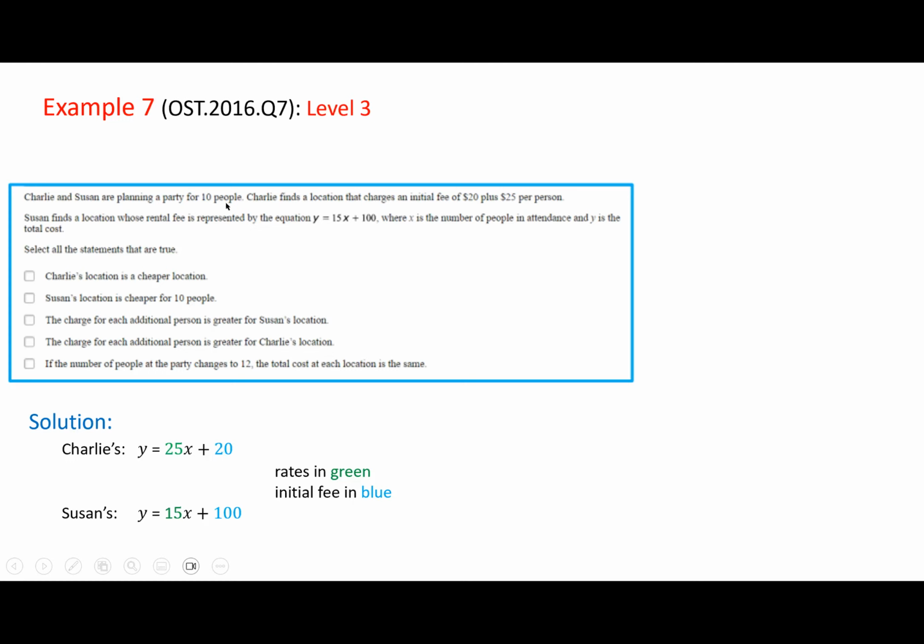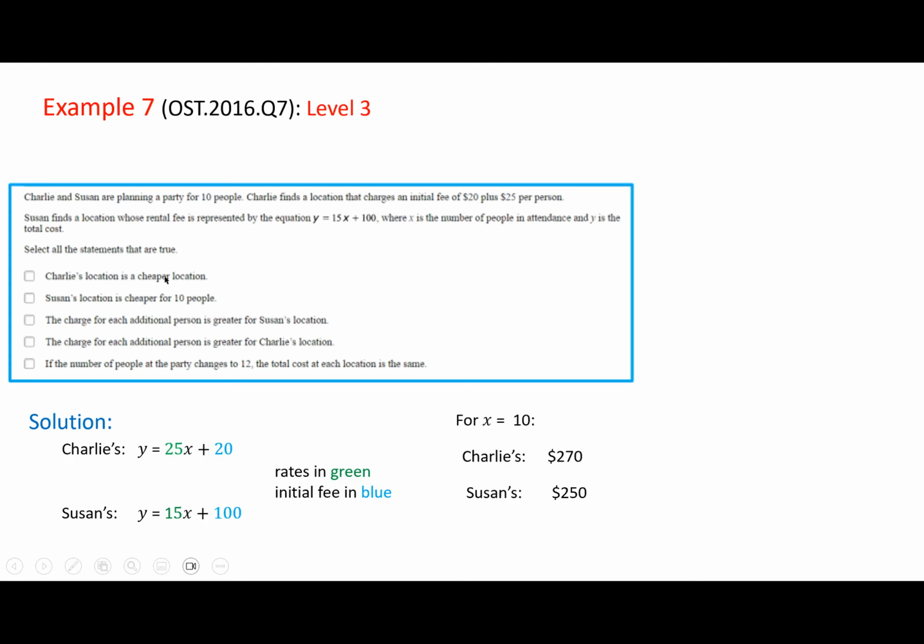And now let's see for 10 people. For 10 people, you replace X by 10 here. That's 250 plus 20 is 270. Then times 10, 150 and 100 is 250. So Charlie's location is the cheaper location? I mean, obviously for 10 it's not cheaper, see, so it's not true.